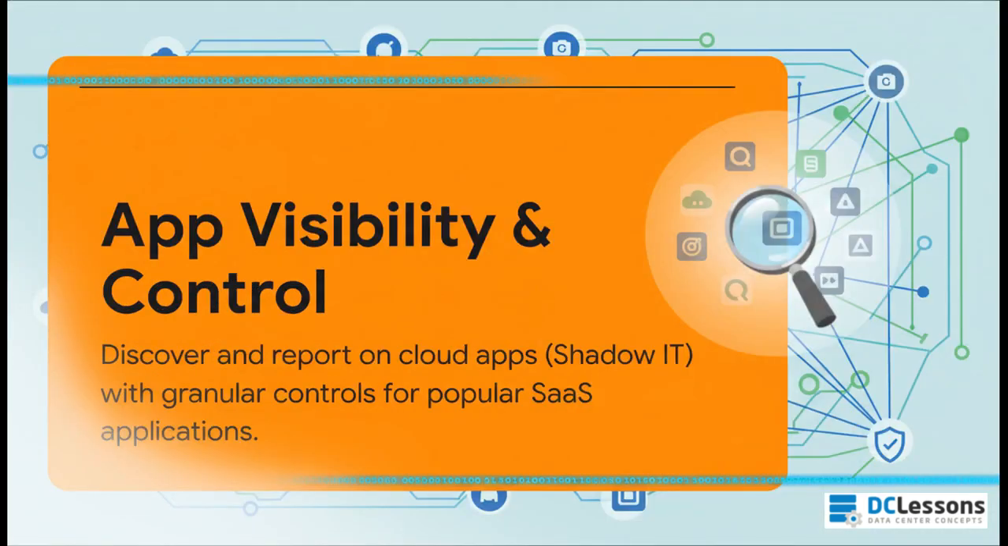So let me ask you a question. Do you know every single cloud app your users are hitting up during the day? I mean, honestly, probably not. That's the whole shadow IT problem, and man, it's a massive risk. Umbrella really helps you get a grip on this. It discovers and reports on all those apps, gives you risk data on them, and most importantly, it lets you either block the unapproved ones flat out or create really specific controls for the ones you do decide to allow.